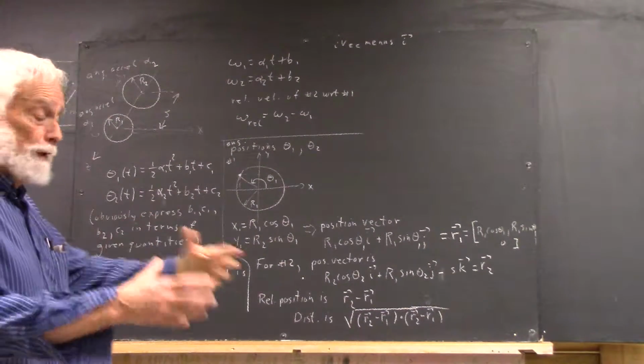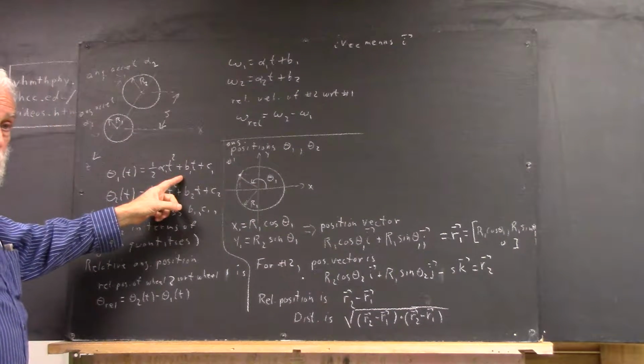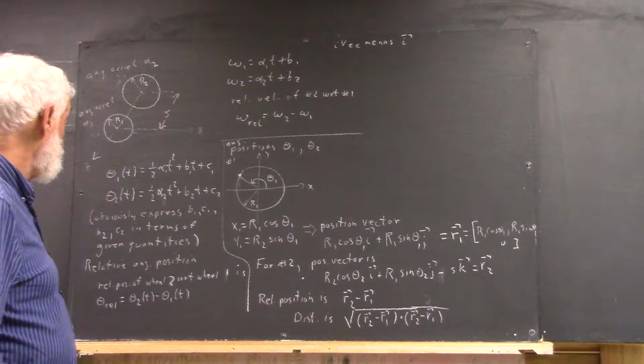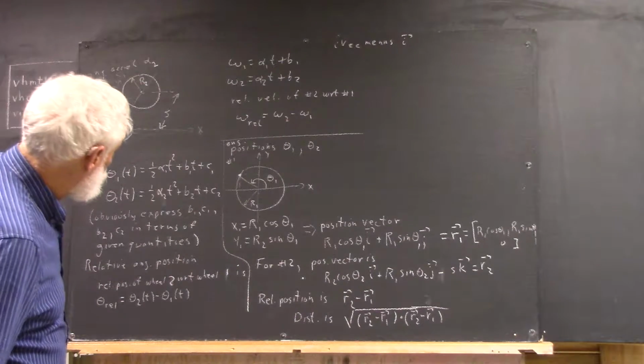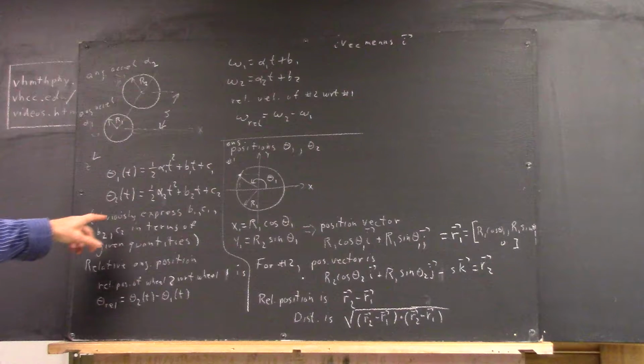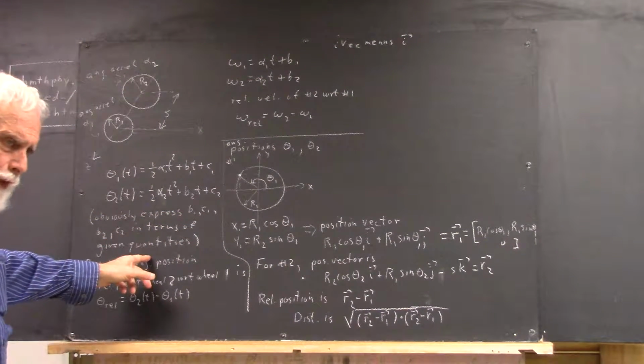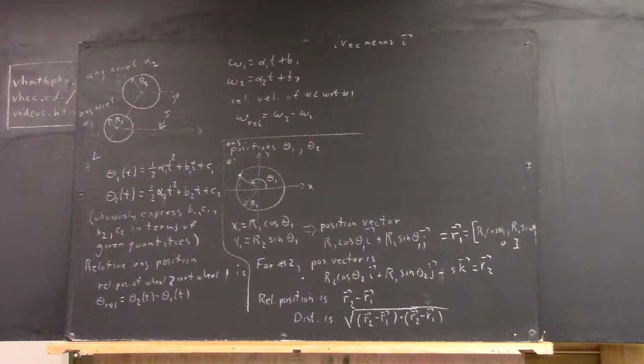So if we have initial information on our angular velocities, that's going to allow us to determine v1, assuming we already know alpha 1, and so forth. Okay, so again, we obviously can express b1, c1, b2, c2 in terms of the quantities that were given in the worksheet.